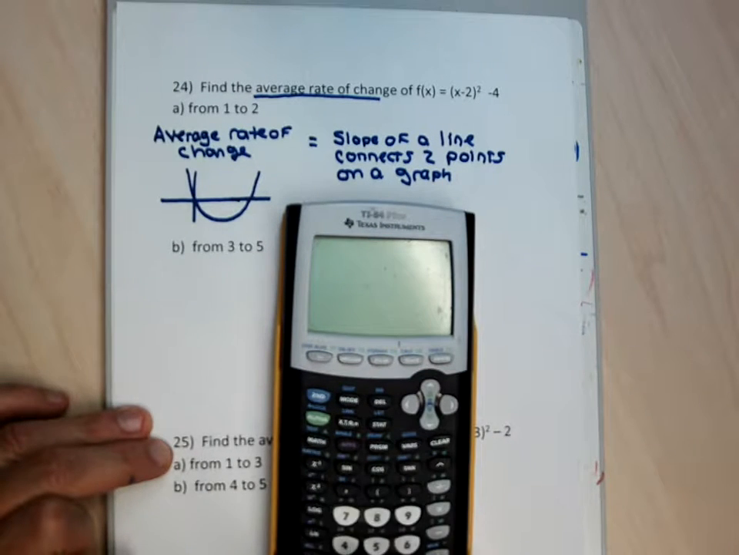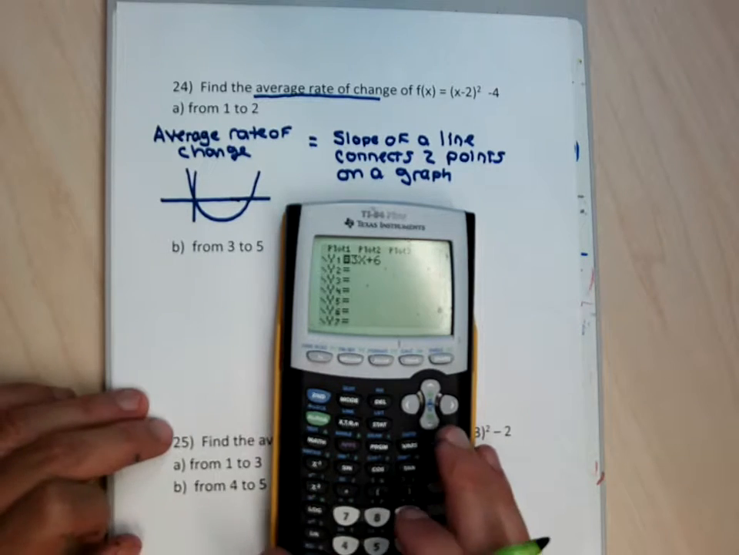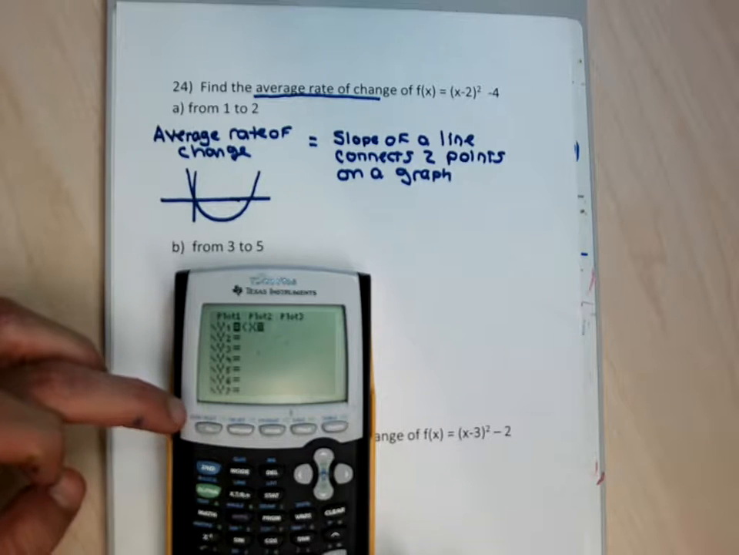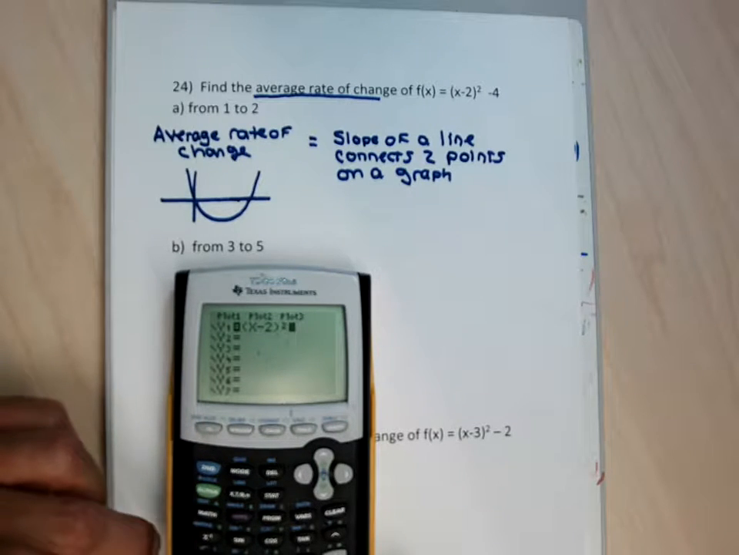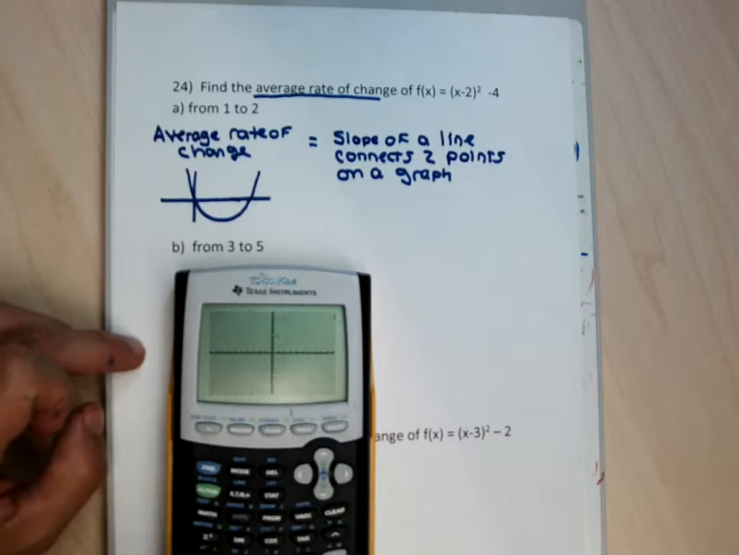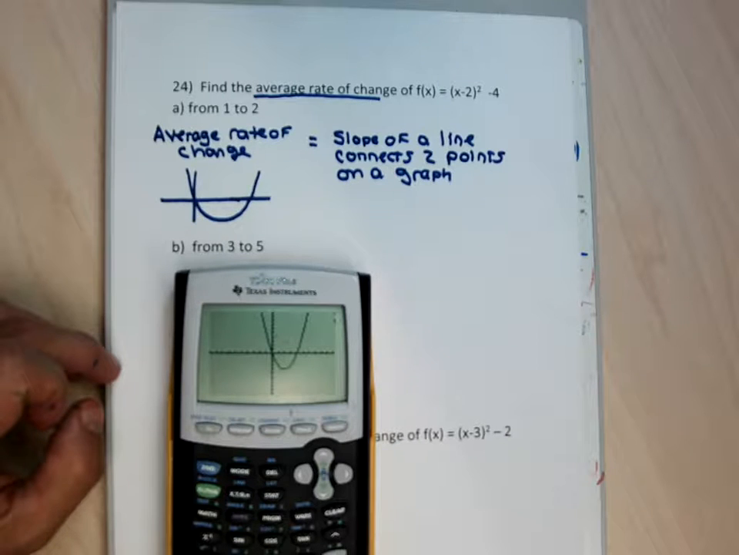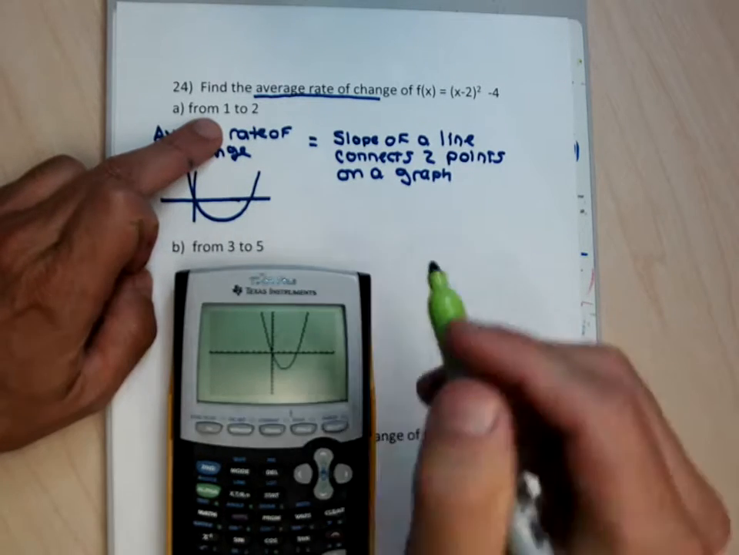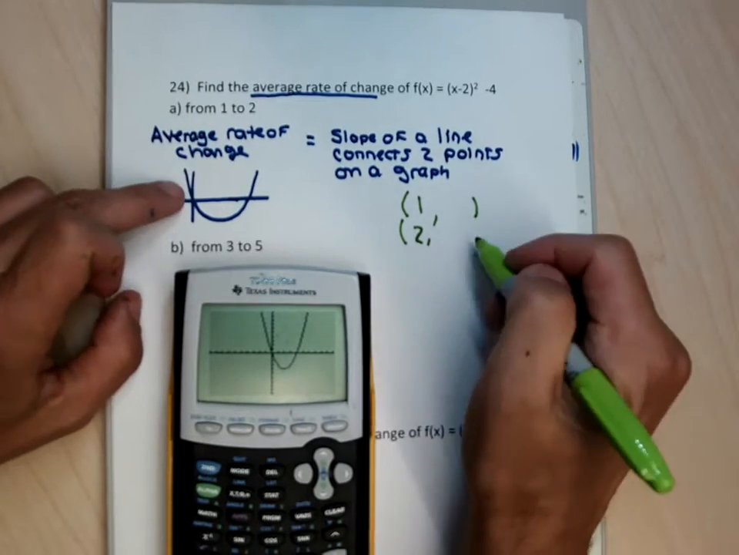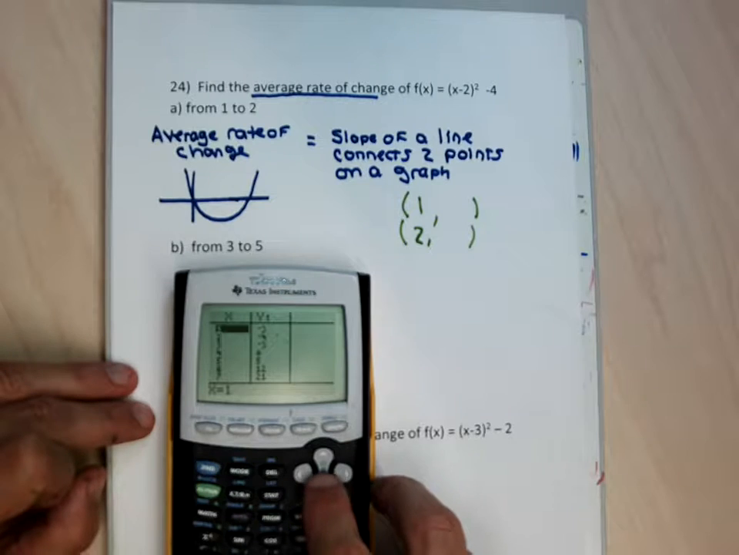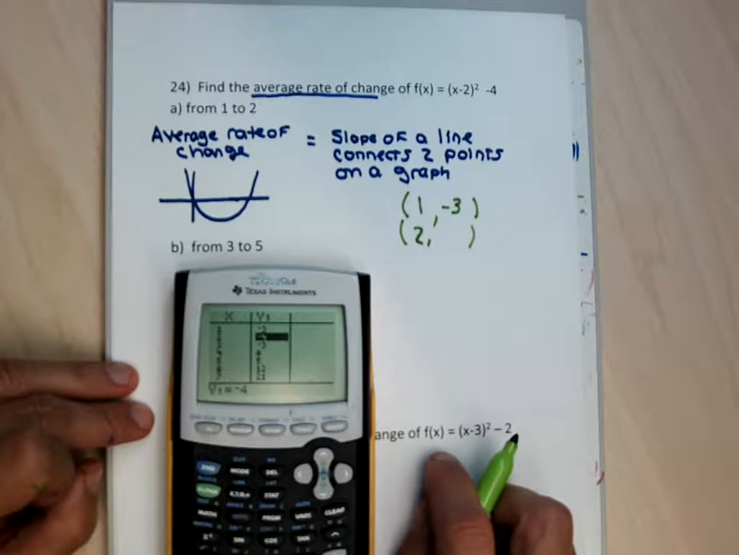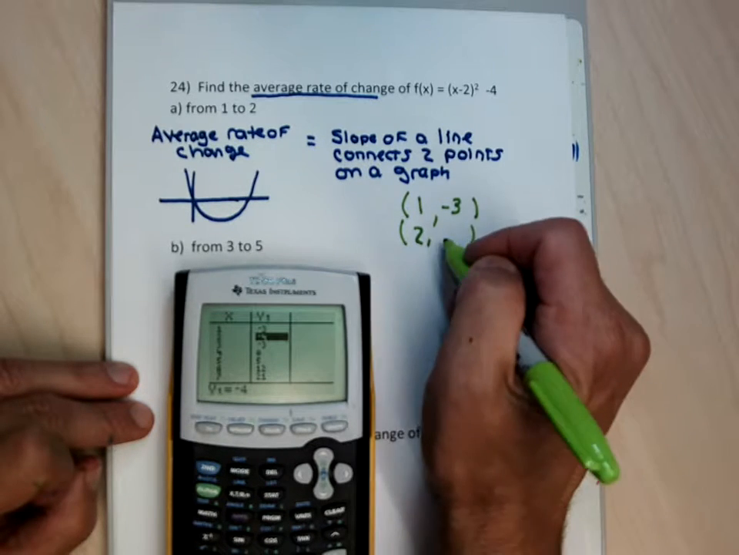For those of you that are visual, let me just do this visually really quickly. Let me put my y equals on. Let me graph the function x minus 2 squared minus 4. It should be just a nice parabola. What I'm going to need to do is find the point with an x-coordinate of 1 and a point with an x-coordinate of 2 by peeking at my table. So, second table, the point that has an x-coordinate of 1 has a y-coordinate of negative 3. The point that has an x-coordinate of 2 has a y-coordinate of negative 4.